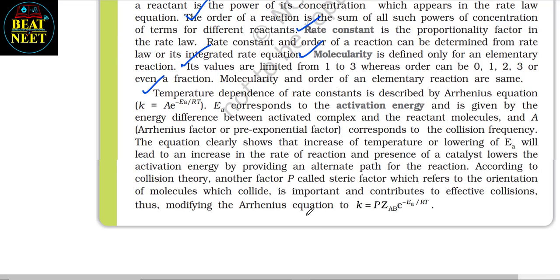and A is the Arrhenius factor or pre-exponential factor, corresponding to the collision frequency. The equation clearly shows that increase of temperature or lowering of Ea will lead to an increase in the rate of reaction, and presence of catalyst lowers the activation energy by providing an alternate path for the reaction. According to collision theory, another factor P called steric factor, which refers to the orientation of molecules which collide, is important and contributes to effective collisions, thus modifying the Arrhenius equation to k equals P Z_AB e to the power minus Ea upon RT.